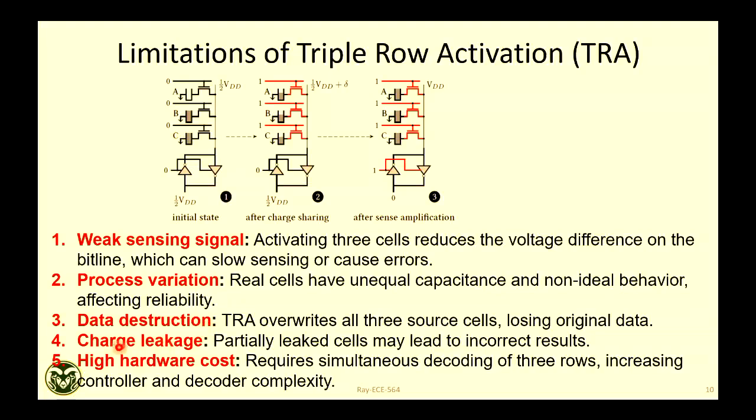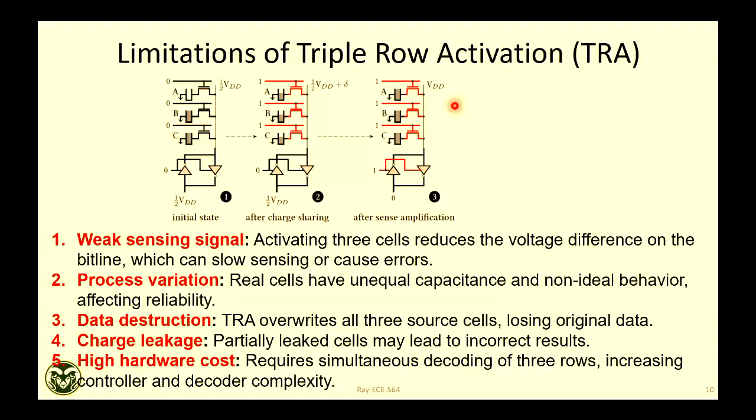And charge leakage always takes place. So it depends on what time you're doing the computation, right? If a lot of leakage has already taken place by then, your computation result may be wrong. And then there is a hardware cost as well, because you have to do triple row activation instead of single row activation. So some modification in hardware is also needed. Maybe you have to add a slightly different type of decoder, which will do this triple row activation.